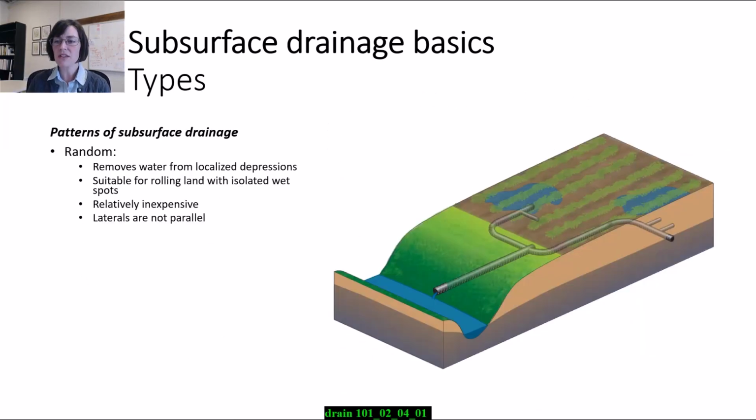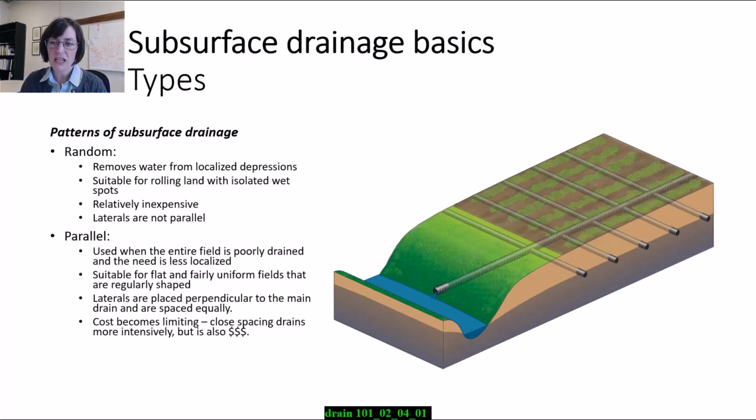Next, I want to talk about patterns of subsurface drainage installation. We're going to start with a random pattern. This is the oldest kind of drainage system we have around the Midwest. Random tiling or random style of subsurface drainage removes water from localized depressions. So it's suitable for rolling land with really isolated wet spots. This is sometimes used to drain grass waterways or other localized wet spots as illustrated here. This is inexpensive because the drain lines follow natural depressions and draws. The laterals are not parallel, but rather placed according to the size of the wet spot.